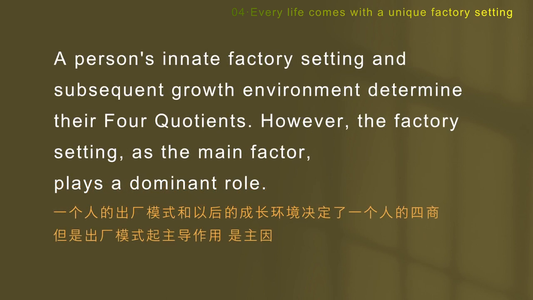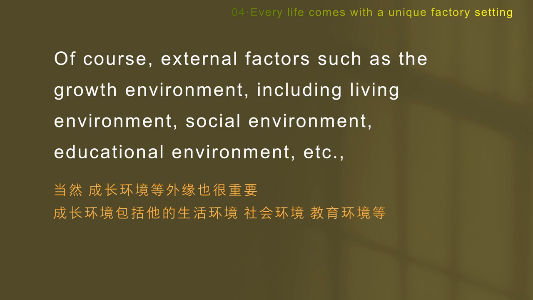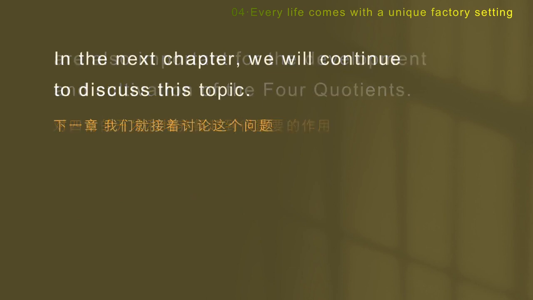A person's innate factory setting and subsequent growth environment determine their four quotients. However, the factory setting is the main factor that plays a dominant role. Of course, external factors such as the growth environment, including living environment, social environment, educational environment, etc., are also important for the development and cultivation of the four quotients. In the next chapter, we will continue to discuss this topic.